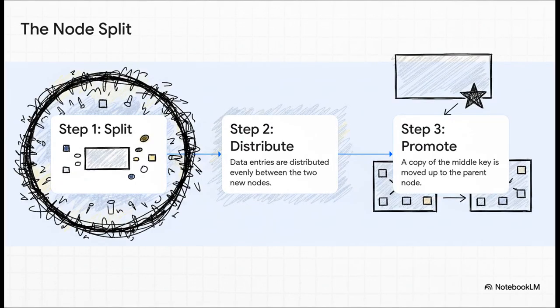Instead of a total meltdown, it performs a quick, local operation called a node split. First, it splits that full node into two brand new ones. Second, it divides all the keys, including our new one, evenly between those two new nodes. And third, this is the really clever part, it takes a copy of the new middle key and promotes it, sending it up to the parent node above. That promoted key now acts as a new signpost, pointing the way to the new node we just created.